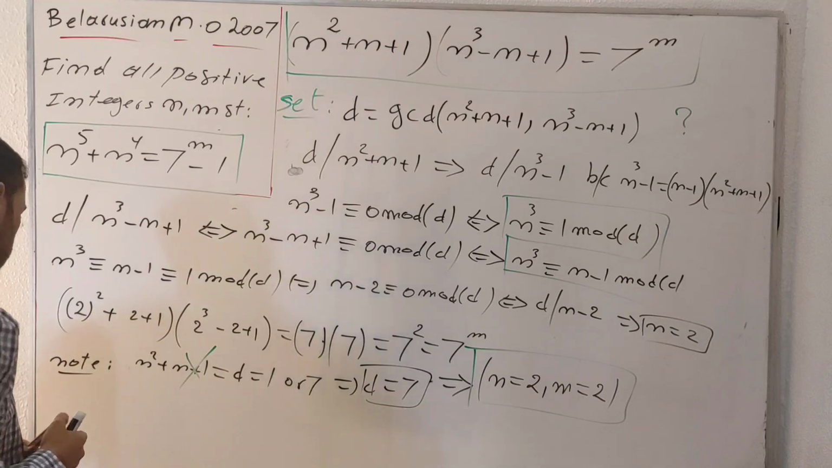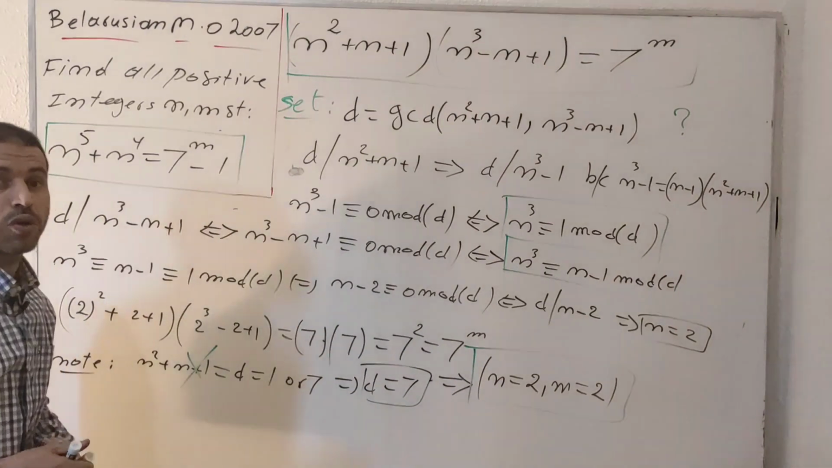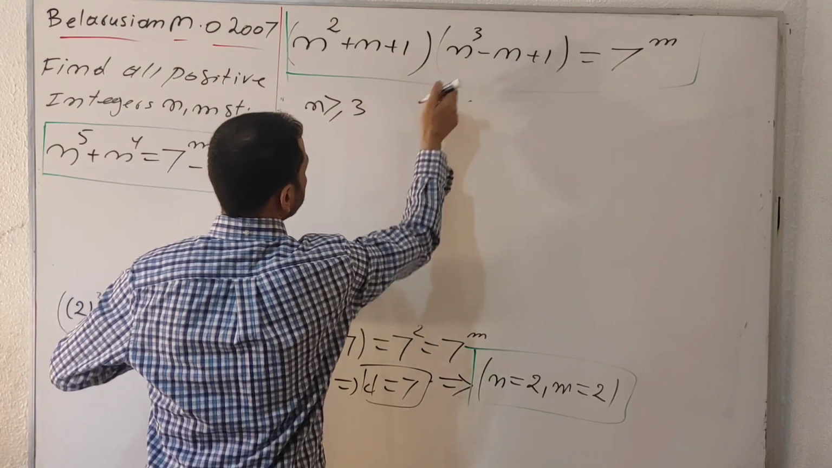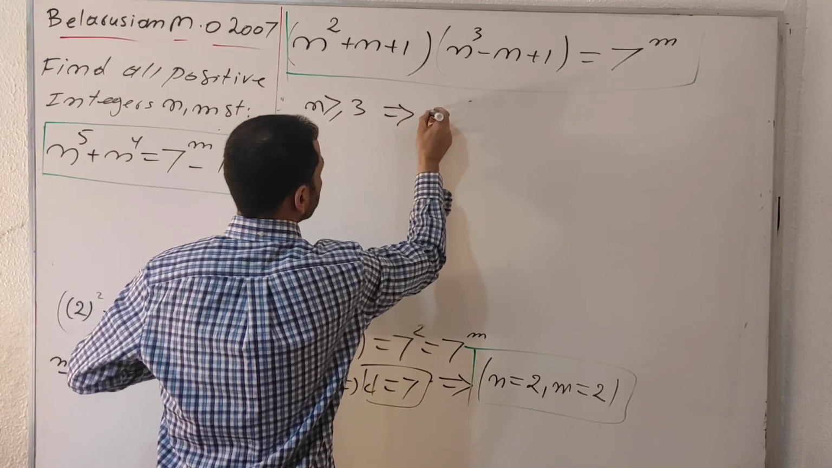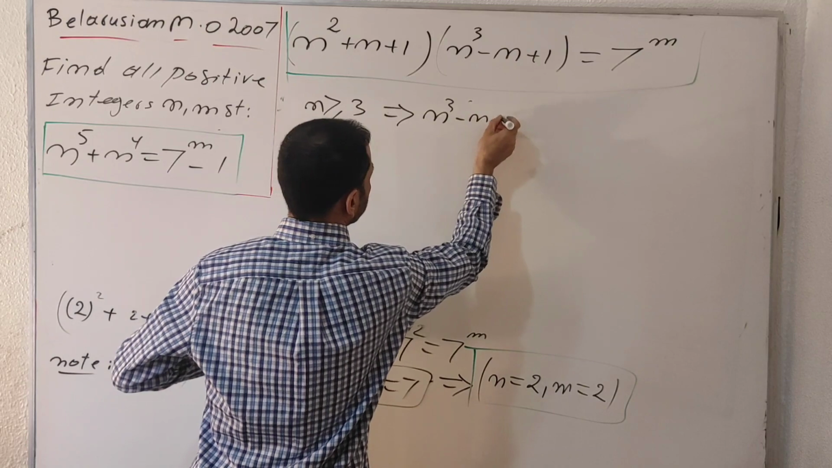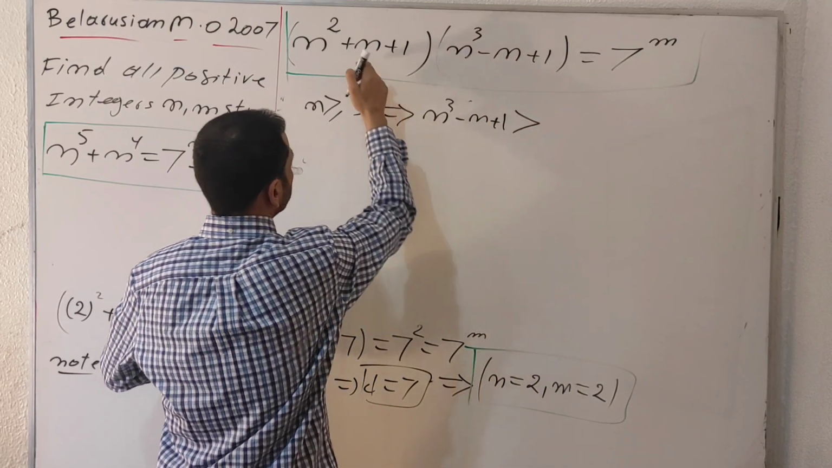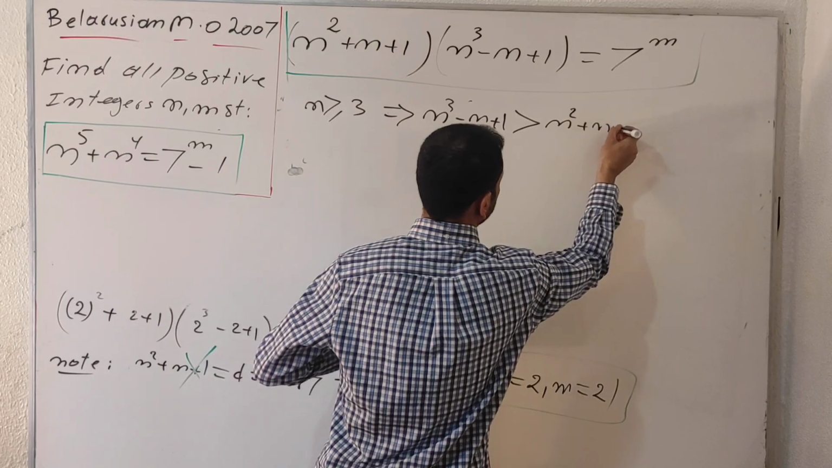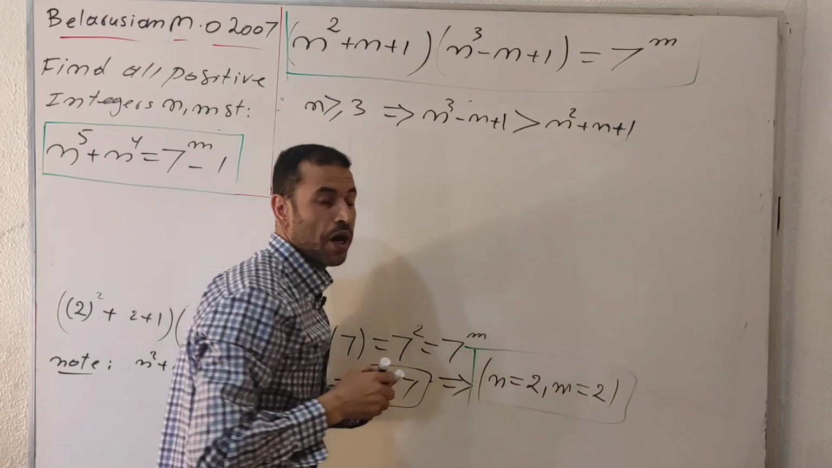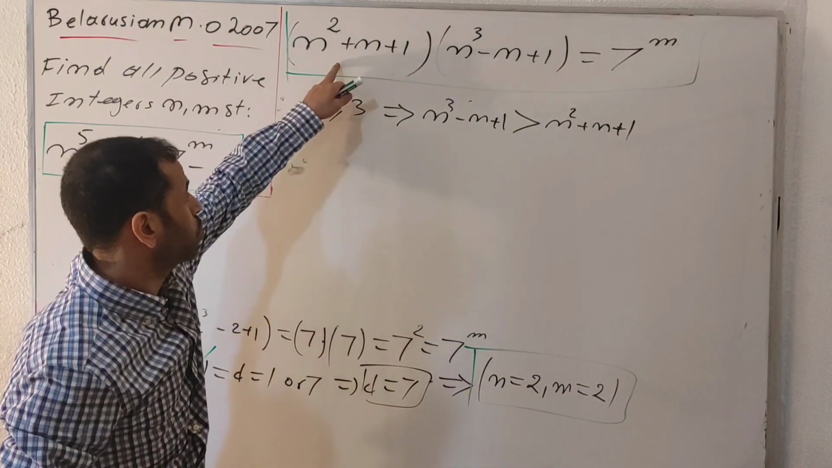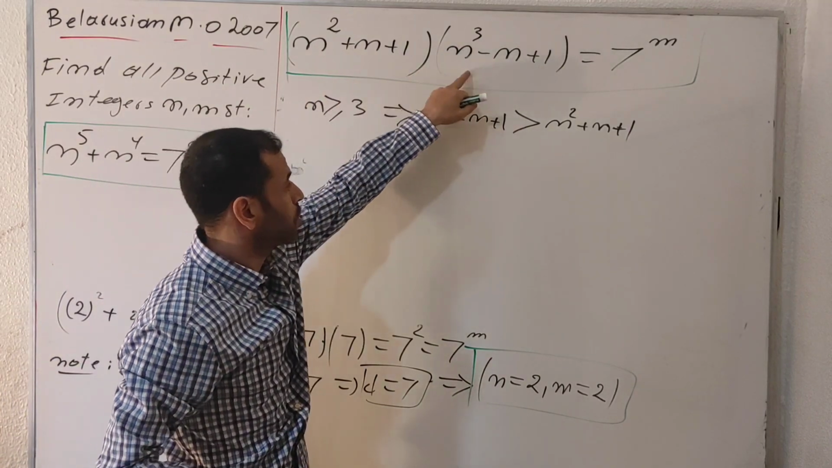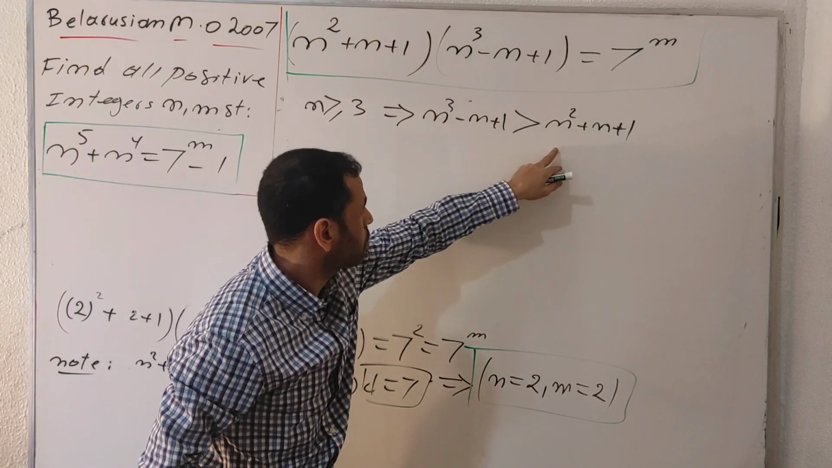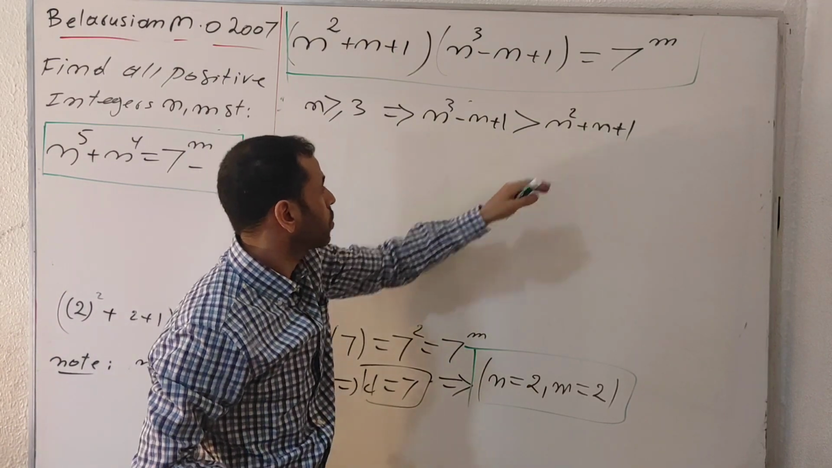Let's check when we have n greater than or equal to 3. For n greater than or equal to 3, this term n cubed minus n plus 1 becomes strictly greater than this term n squared plus n plus 1. Because when we have n equals 2, we have equality. This one equals this one. This one is 7, this one is 7. But when n is greater than or equal to 3, this one is bigger than this one.